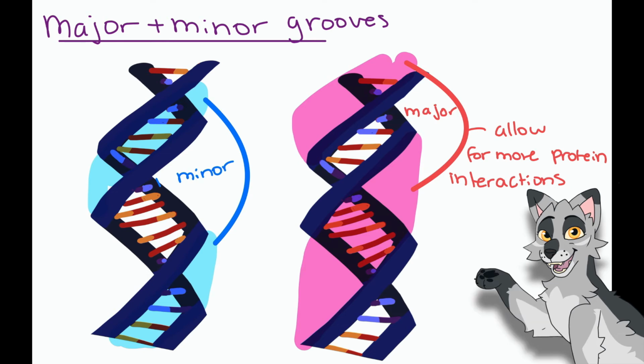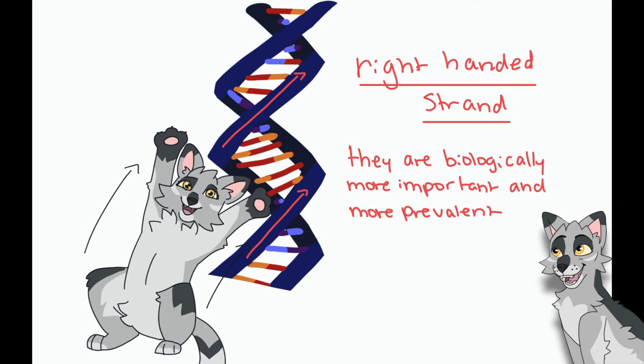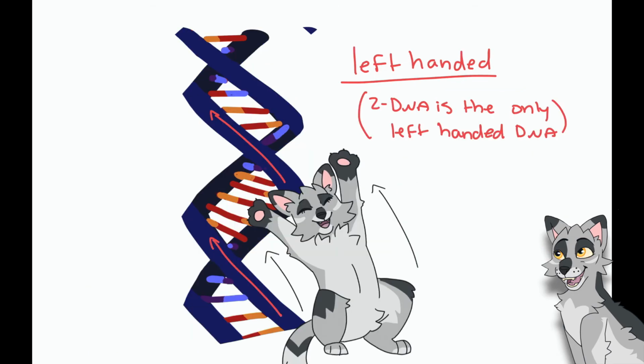Next, I want to quickly touch on the components of the secondary structure of DNA. The major grooves are much more easily accessed by proteins, while the minor grooves are just the opposite. Their smaller size makes protein interactions more difficult in most cases. Next is the handedness of DNA. Wolfie is demonstrating with her arms the direction that the DNA is going. This is to the right, so it's right-handed. This one's going to the left, so it's left-handed.